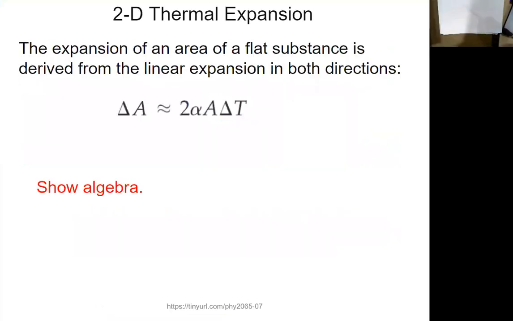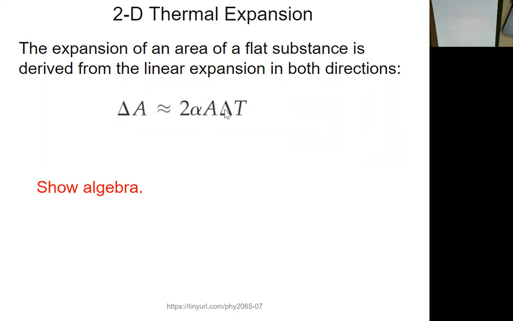For two-dimensional expansion, the change in the area is approximately equal to twice the linear, or one-dimensional, coefficient times the original area times the change in temperature.